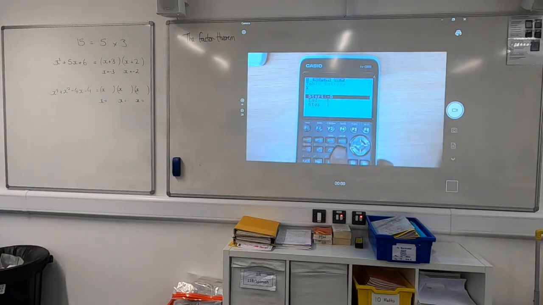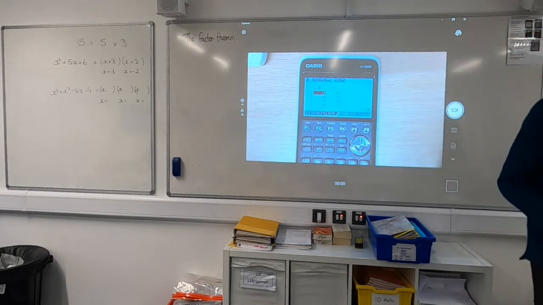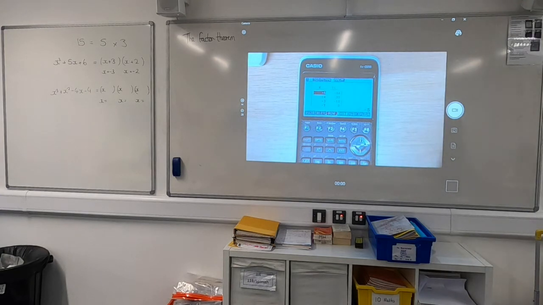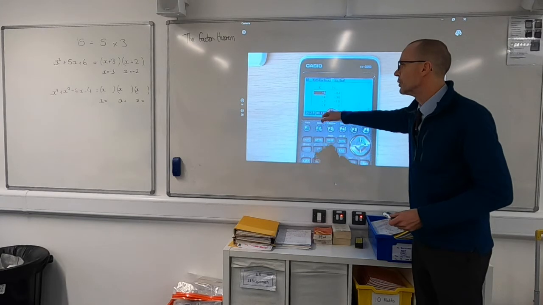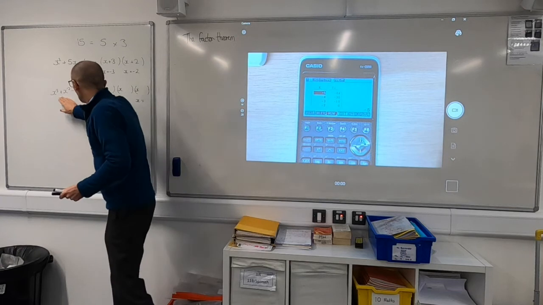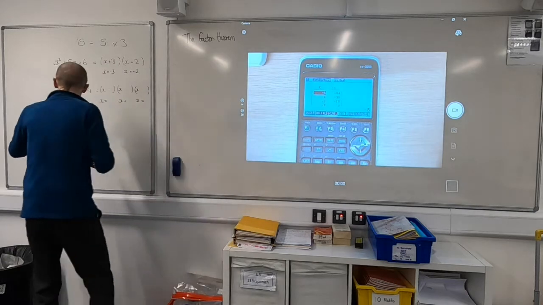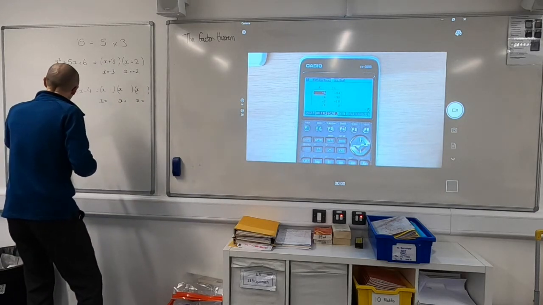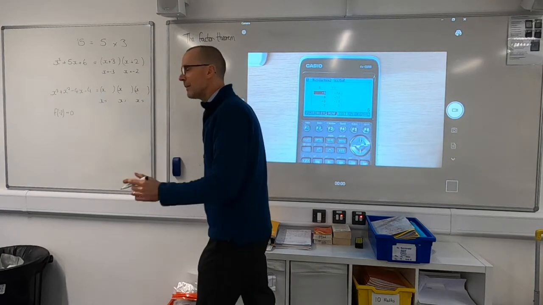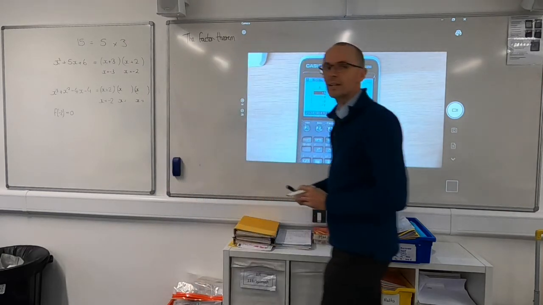And then once I've got that, I just press my exit button and go to table. And table shows me what values you get when you make x equal to those different numbers. And you should find that when I make x equal to -2, I get 0. That means that this cubic equals 0 when x is -2. We have a way of writing that. We say, okay, f of -2 equals 0. That means that x equals -2 is a solution and x plus 2 is a factor.